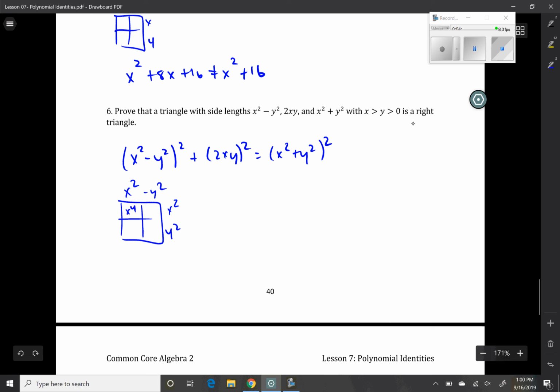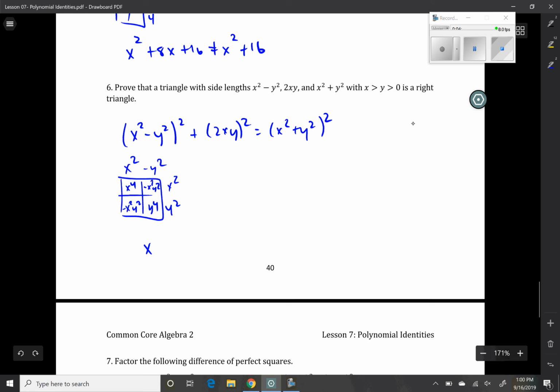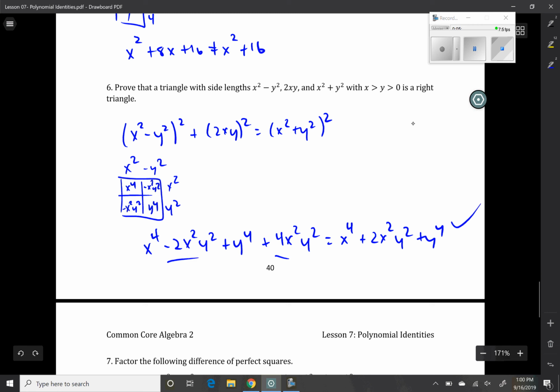So I have x to the 4th minus x squared y squared minus x squared y squared, and a y to the 4th. So we are going to have x to the 4th minus 2x squared y squared plus y to the 4th plus 4x squared y squared equals x to the 4th plus 2x squared y squared plus y to the 4th. Combine your like terms, and you'll see this checks.